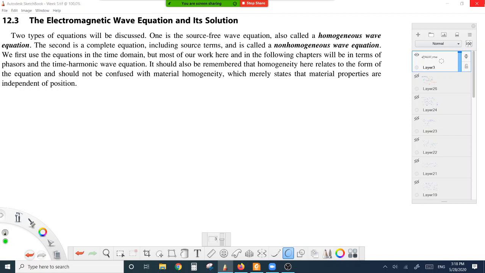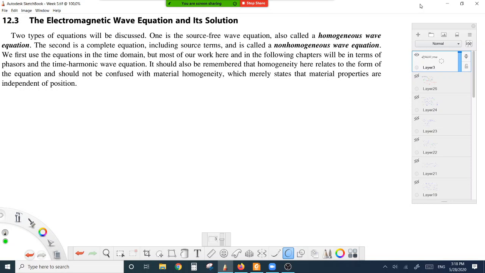We will show that Maxwell's equations result in general in wave equations. If we analyze Maxwell's equations, at the end we will get wave equations.